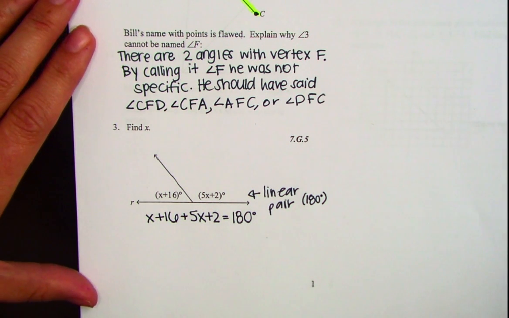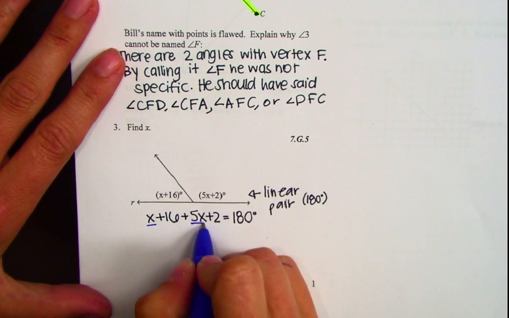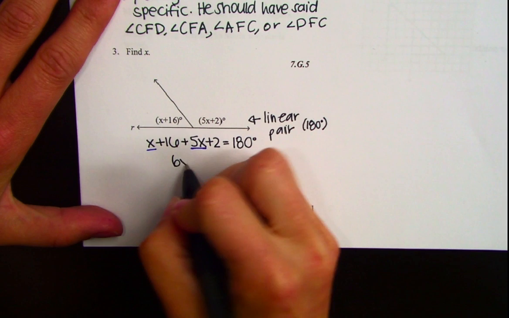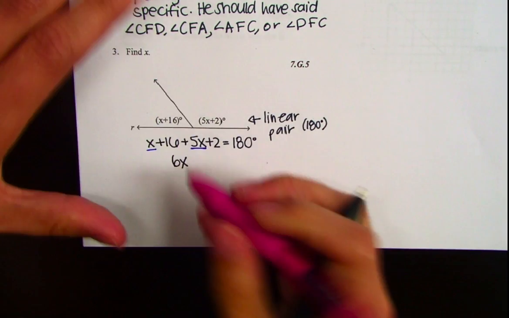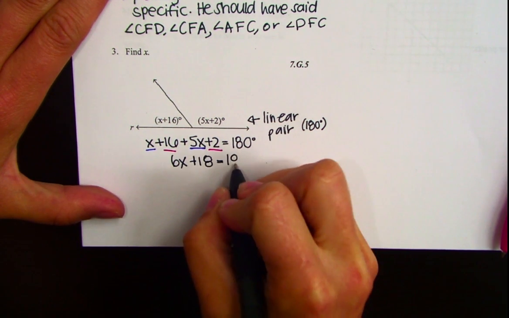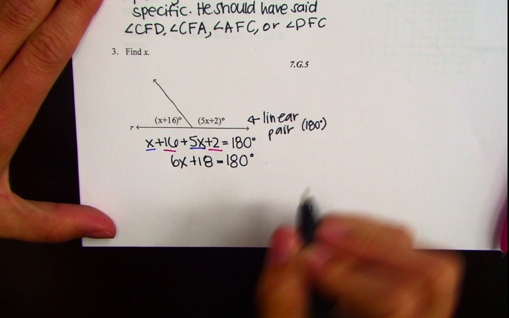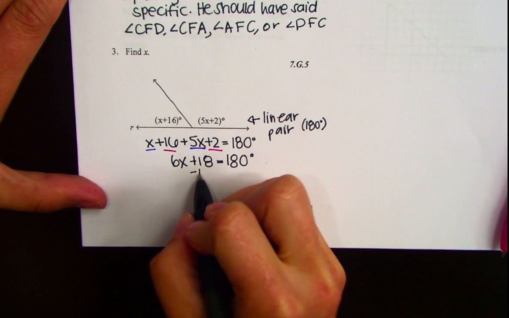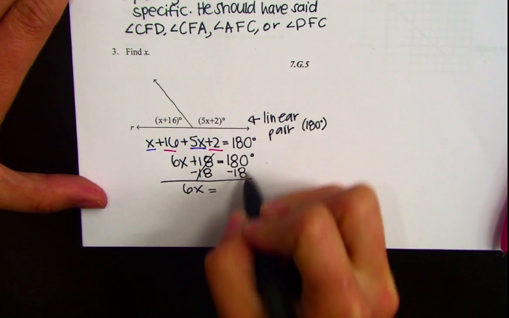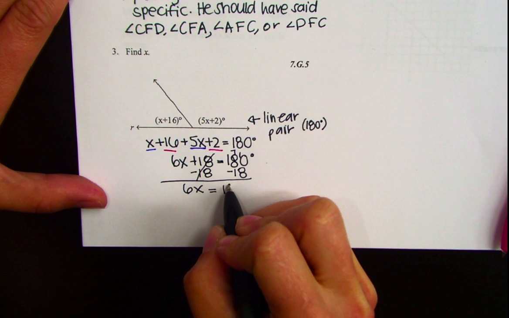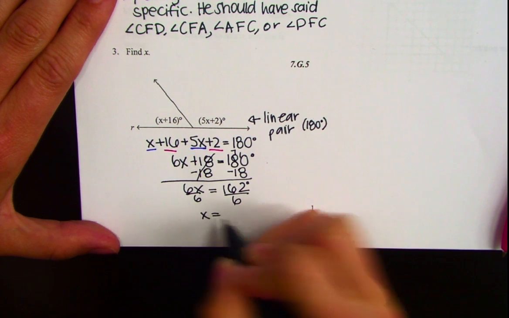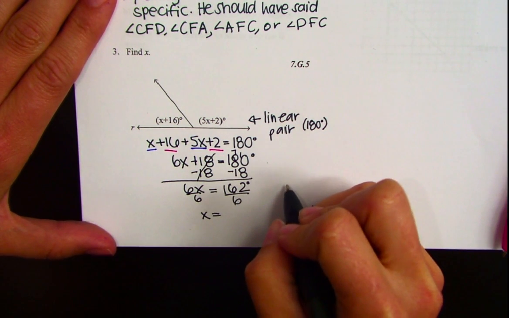And then I'm going to combine like terms. So I have my x terms, 1x and 5x is 6x. Then I have 16 plus 2, that gives me 18. That's equal to 180 degrees. And then I'm going to continue to solve for x. I'm now going to subtract 18. 6x is equal to 162 degrees. Then when I divide by 6, I need to know how to do that math, so I'm going to do that over here.